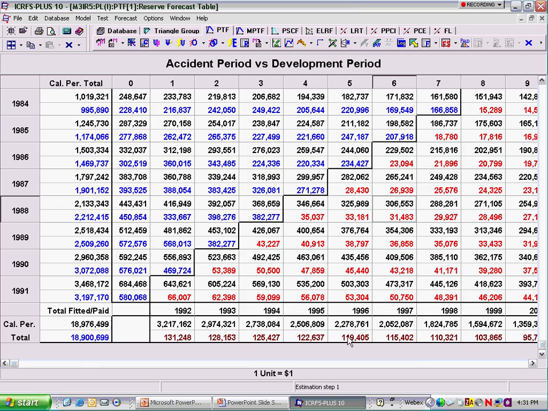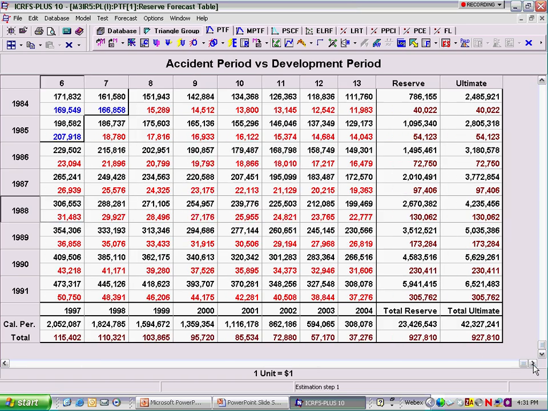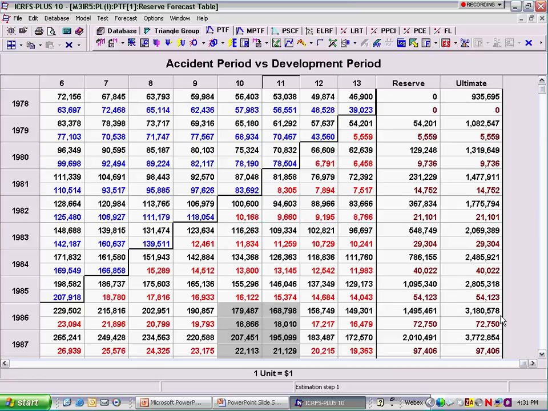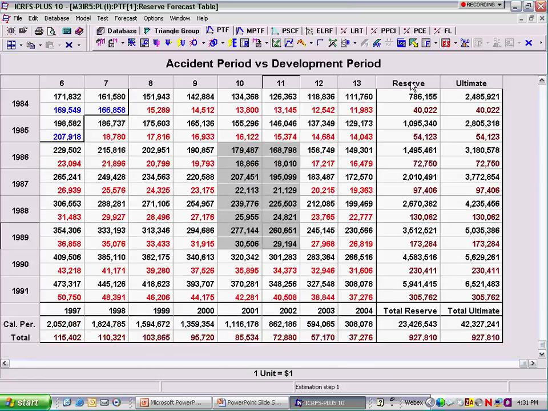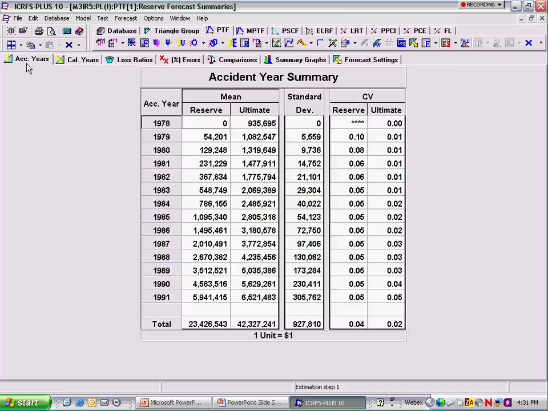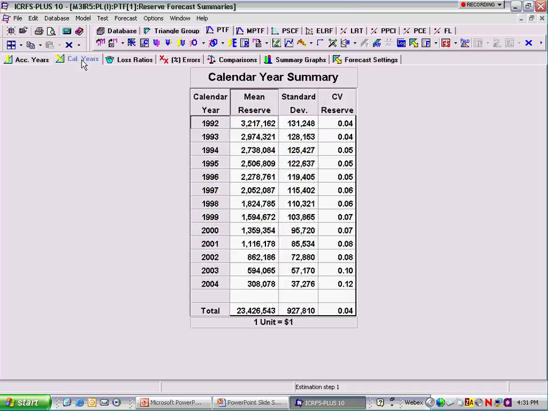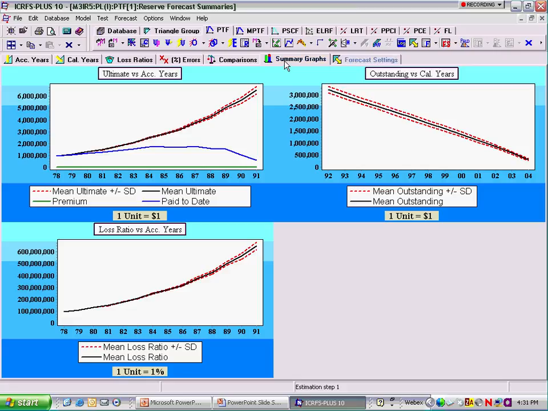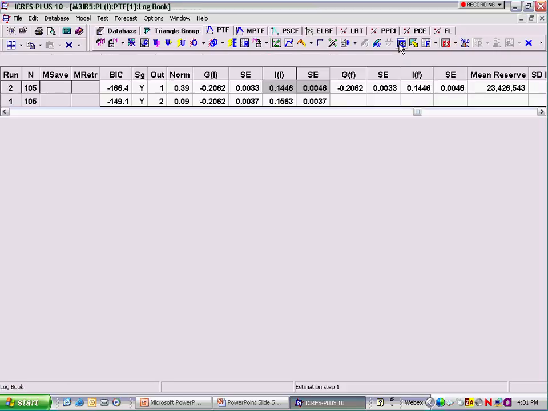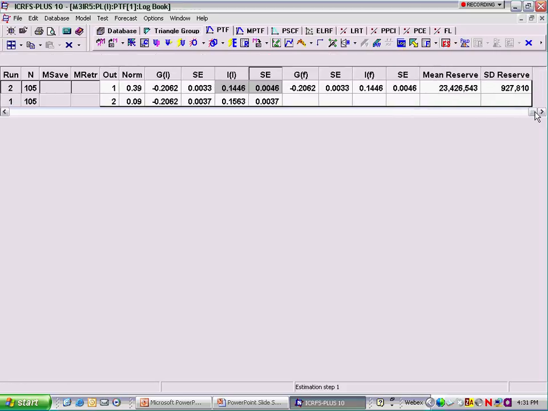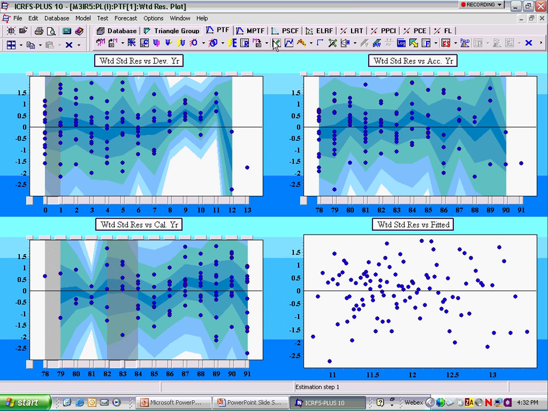To find out their distributions, we'll do that later for simulations from these log normals. These are reserves, blacks are means, burgundies or browns are standard deviations, ultimates, forecast summaries by accident year, calendar years, summary graphs. Go to the logbook, and we find that the mean of the reserve distribution is 23.4 million, and the standard deviation of the reserve distribution is 927.8 thousand.